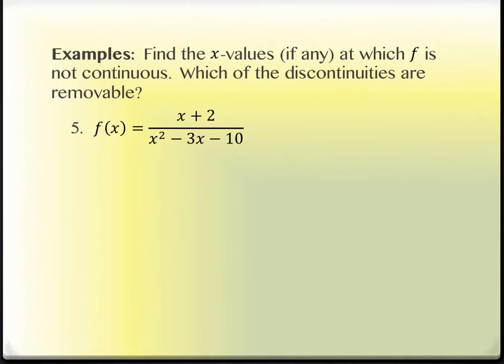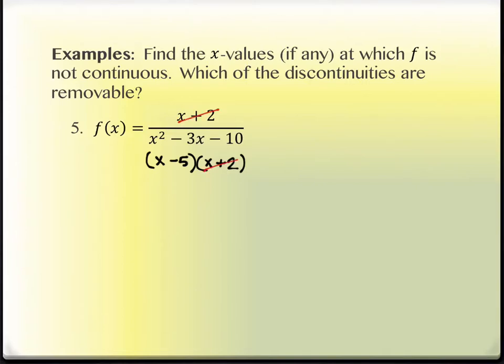This one is not quite so quick for us to look at and say the x values where it has problems. What am I going to have to do? Factor. Yeah, let's factor the denominator. Somebody tell me how to factor the denominator. Good. x minus 5 and x plus 2. Is everybody good with that? Do you see anything eliminating or canceling out? Yeah, the x plus 2's.